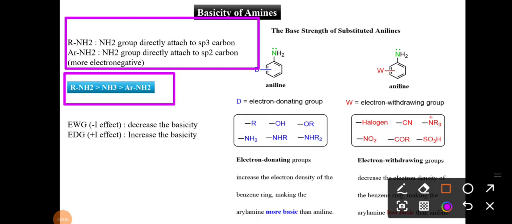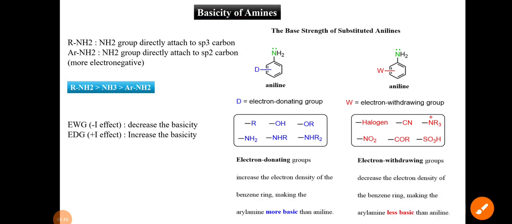So what is the effect of electron withdrawing groups and electron donating groups? Electron withdrawing groups are basically the electronegative atoms, means minus I effect there. So electron withdrawing group decreases the basicity, which is totally opposite to the acidity. Here electron withdrawing group decreases the basicity, while electron donating groups have a plus I effect, the positive inductive effect, which increases the basicity over here.